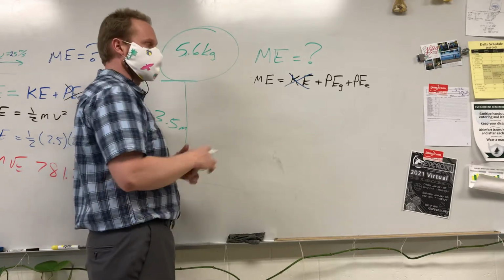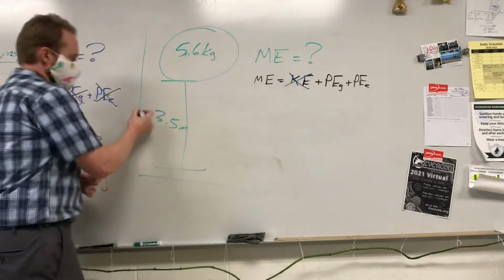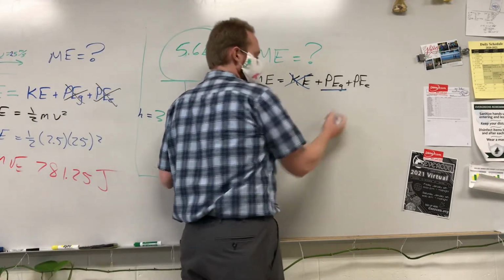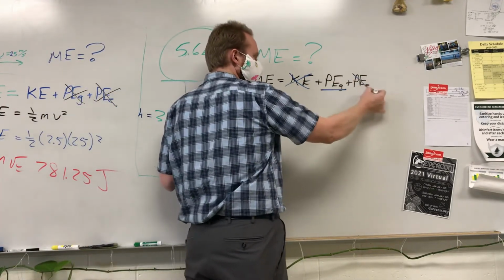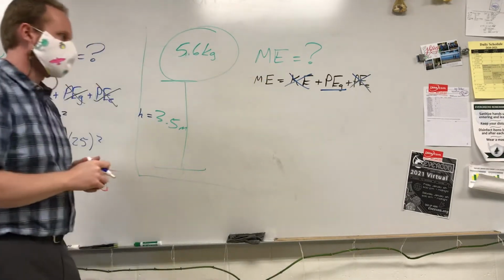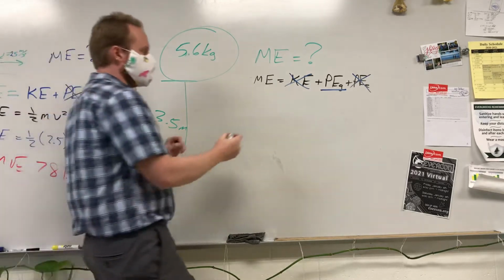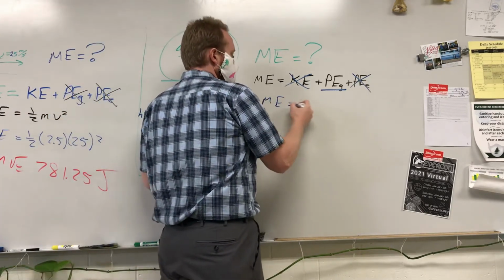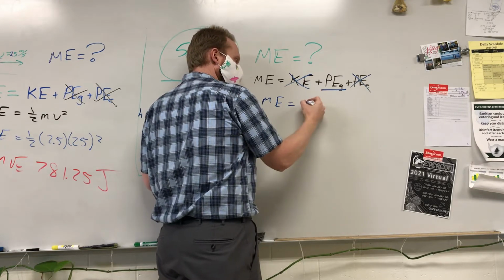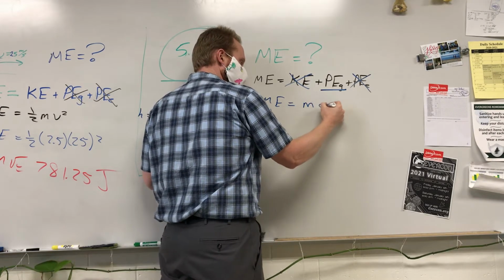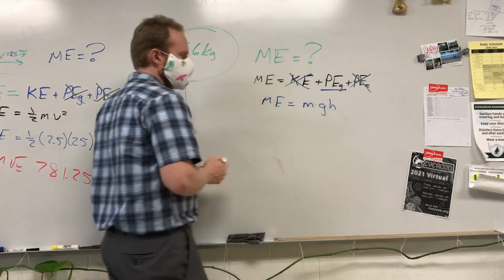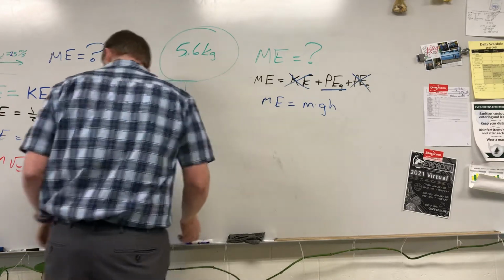Is there a height for PEG? Yeah, so H is equal to 3.5. Is there a compressed spring? No. So all my mechanical energy, in this single location problem, is because of PEG. How do we calculate PEG? Our formula for PEG is M times G times H. There's multiplication in between those.